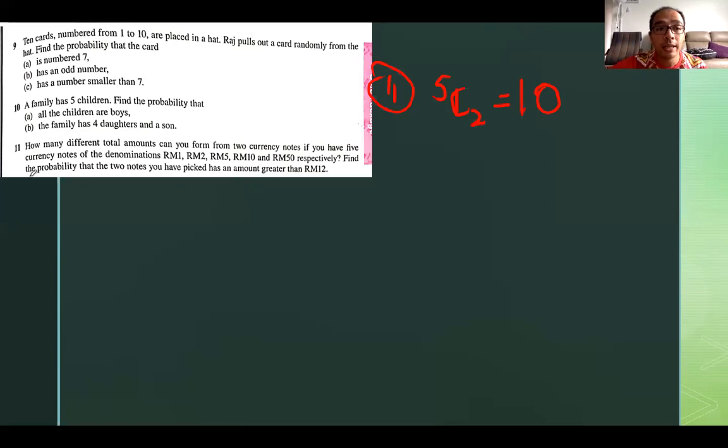So find the probability that the 2 notes you have picked has an amount greater than 12. Let's take a look at how many are possible. So I choose 1 and 10, so 1 ringgit and 10 ringgit. Not possible, because it's not greater than 12. Maybe 1 ringgit and 50 ringgit. Okay, that's one. What about another one? What else can we get that is more than 12 ringgit?